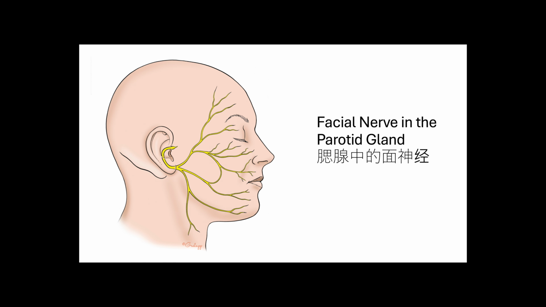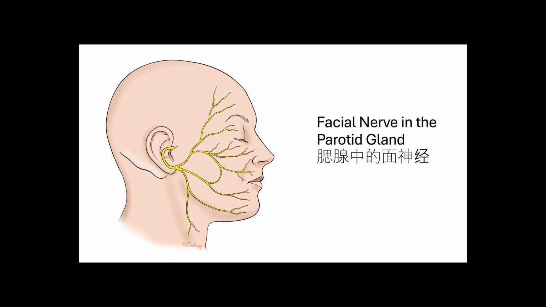Facial nerve in the parotid gland. After exiting the stylomastoid foramen, the facial nerve enters the parotid gland where it divides into its main trunks and terminal branches. This region is of critical importance in parotid and facial surgery, as injury to even a single branch can result in localized facial weakness.